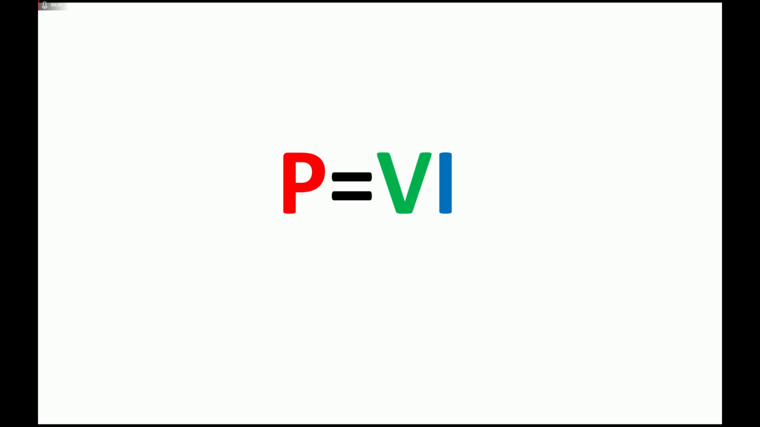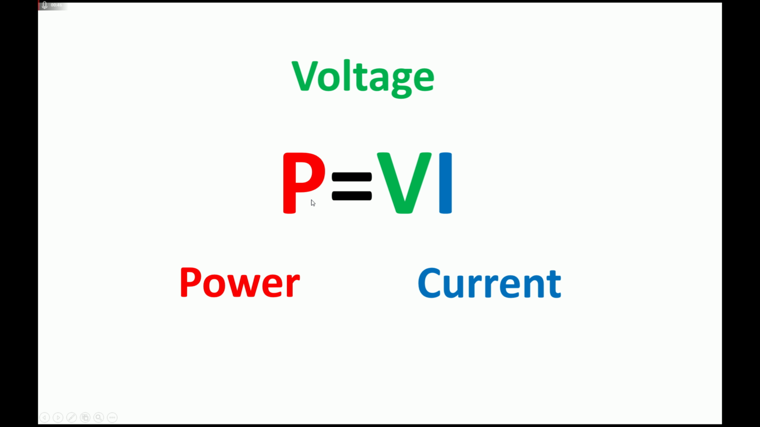P is equal to VI. Now first let's understand what it means. P is equal to power, V is the voltage, I is the current. This formula states that power is directly proportional to the product of voltage and current. So if you multiply the voltage given to the circuit and the current taken by the circuit, you get the power.